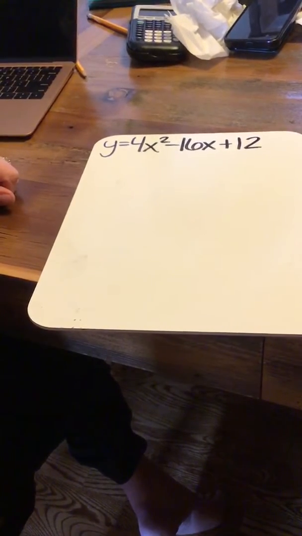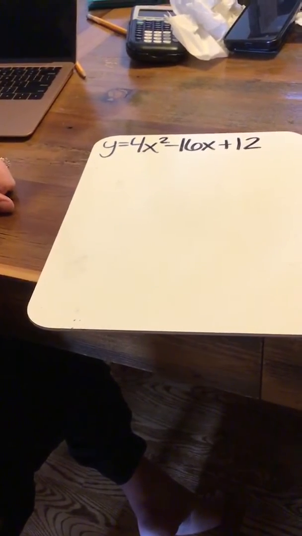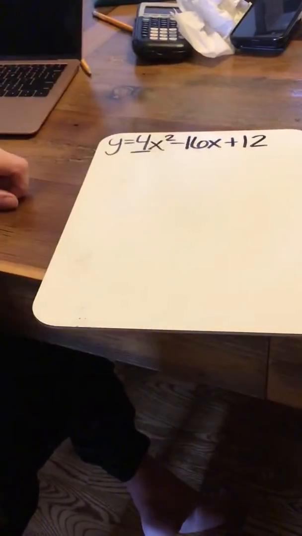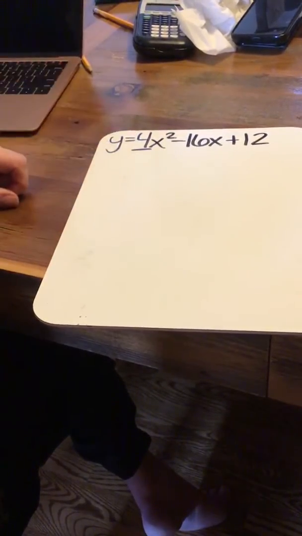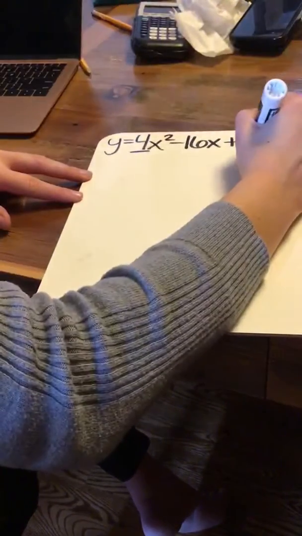Next to that it says circle up or down. So remember in the last video I told you that your a term tells you whether your graph is going to open up or down. So since my 4 is positive, I know I'm going to get a parabola that opens up. Okay, so please circle opens up.